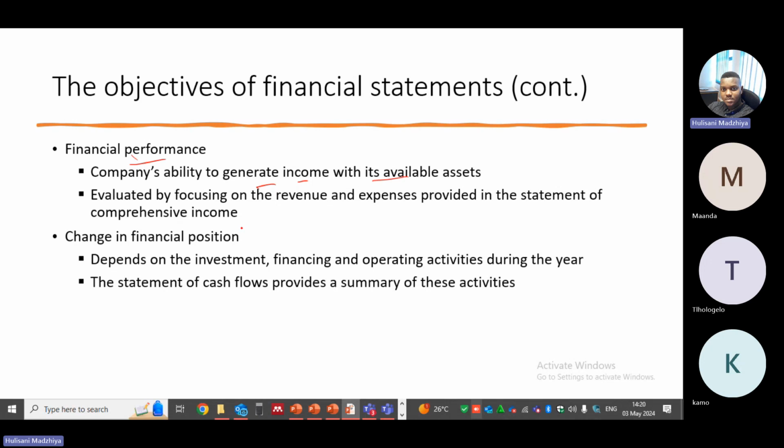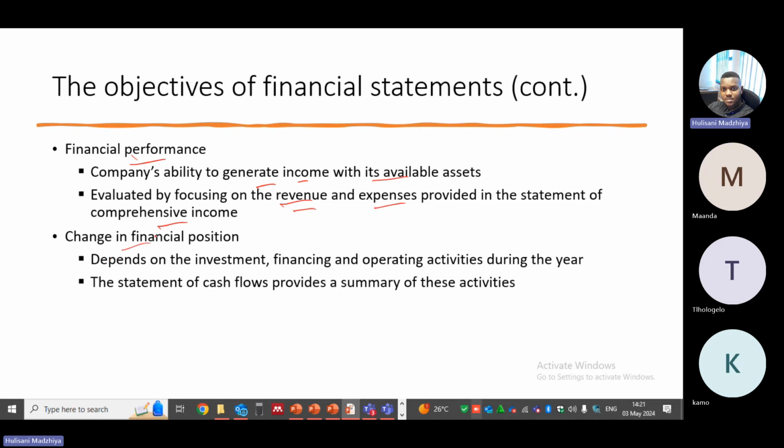And we also evaluate this by focusing on the revenue generated and the expenses that contributed to this revenue generation. So we assess if the company is profitable enough.